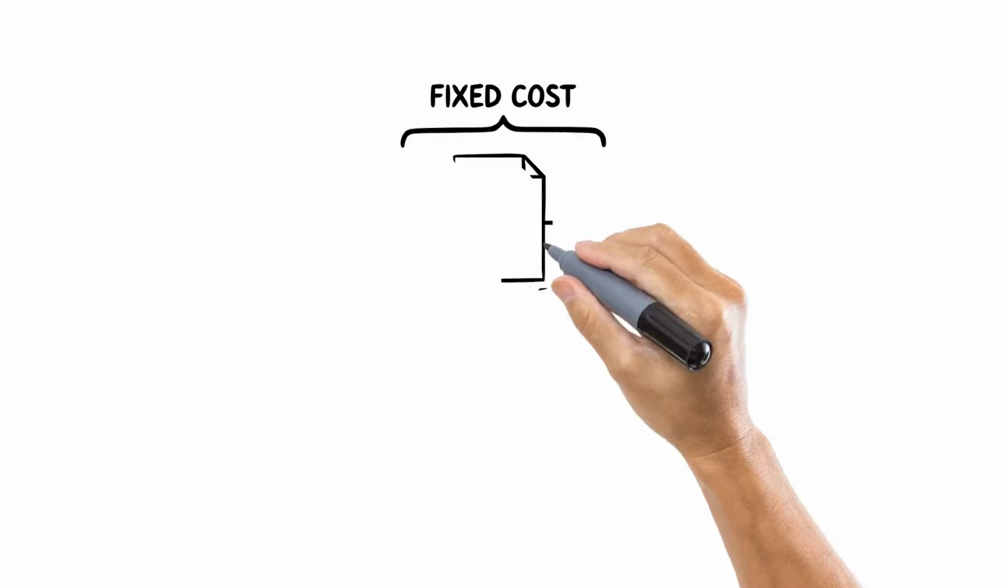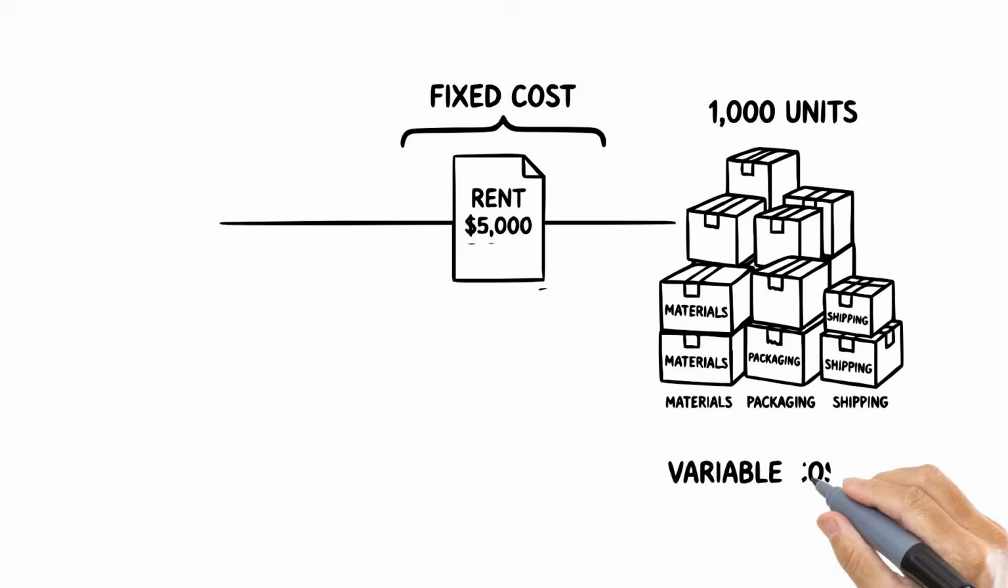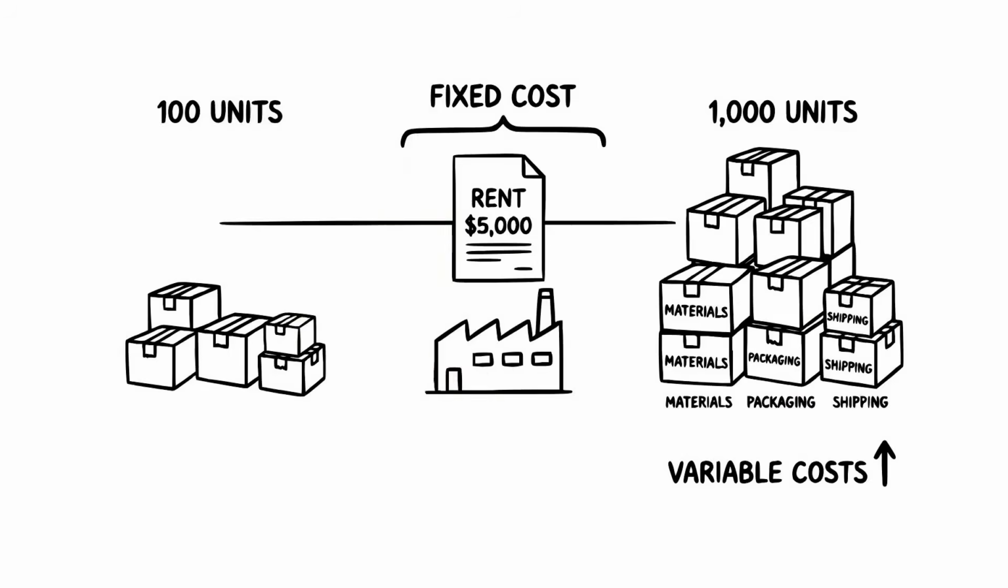Know fixed and variable costs. Imagine a small manufacturing company pays $5,000 in monthly rent. Whether it produces 100 units or 1,000 units, that rent is a fixed cost. Materials, packaging, and shipping increase as production increases, making them variable costs.